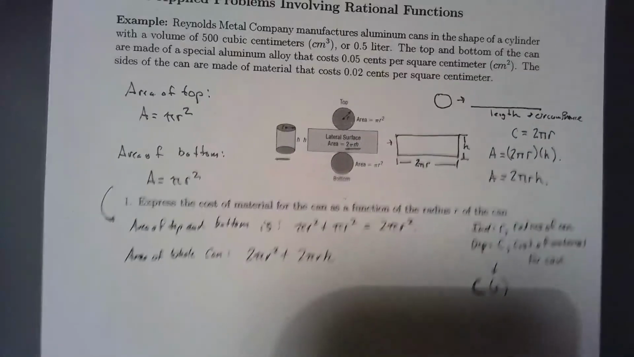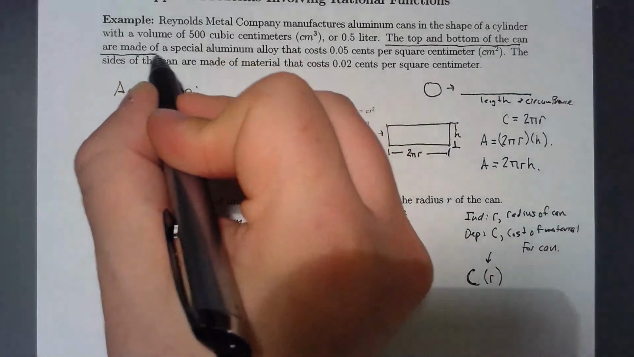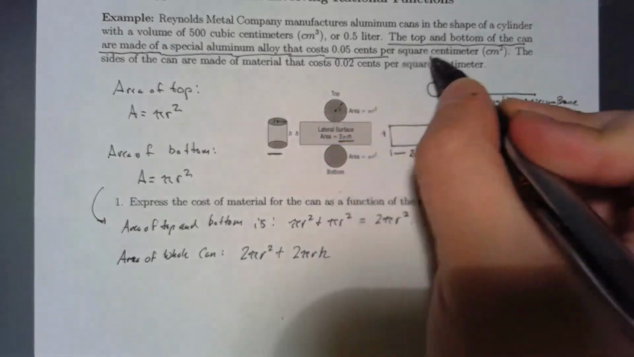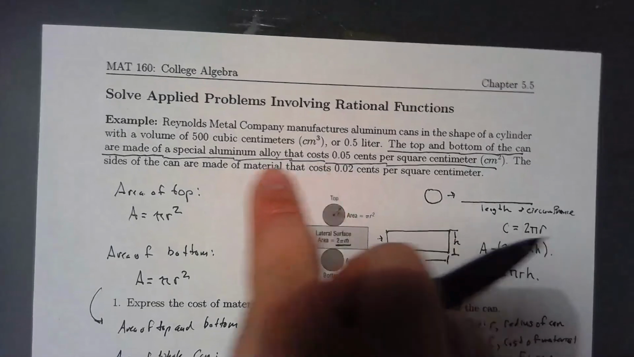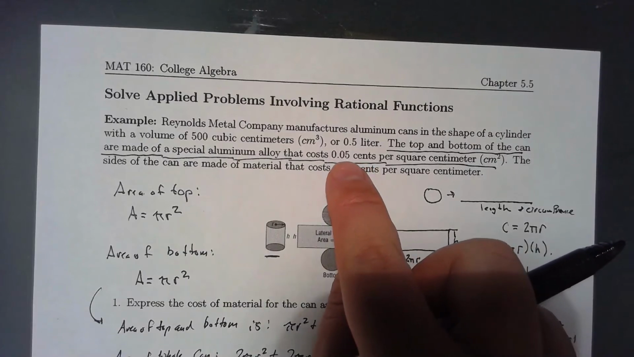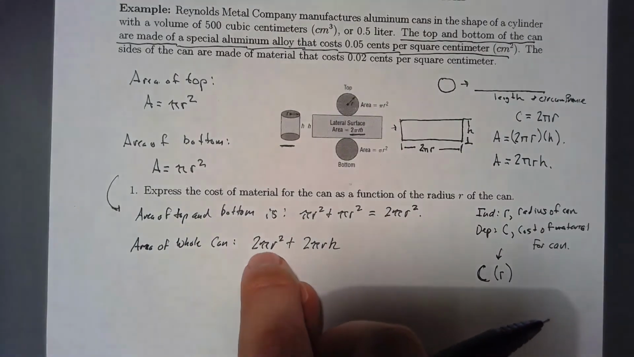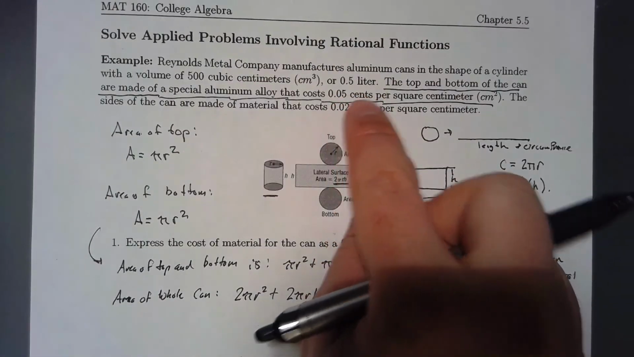So that information is given to us. The top and bottom of the can are made of a special aluminum alloy that costs 5 cents per square centimeter. So this is the area of the top and bottom, and that costs 5 cents per square centimeter. So if I multiply this by 0.05, that'll be the cost to manufacture the top and bottom of the can.